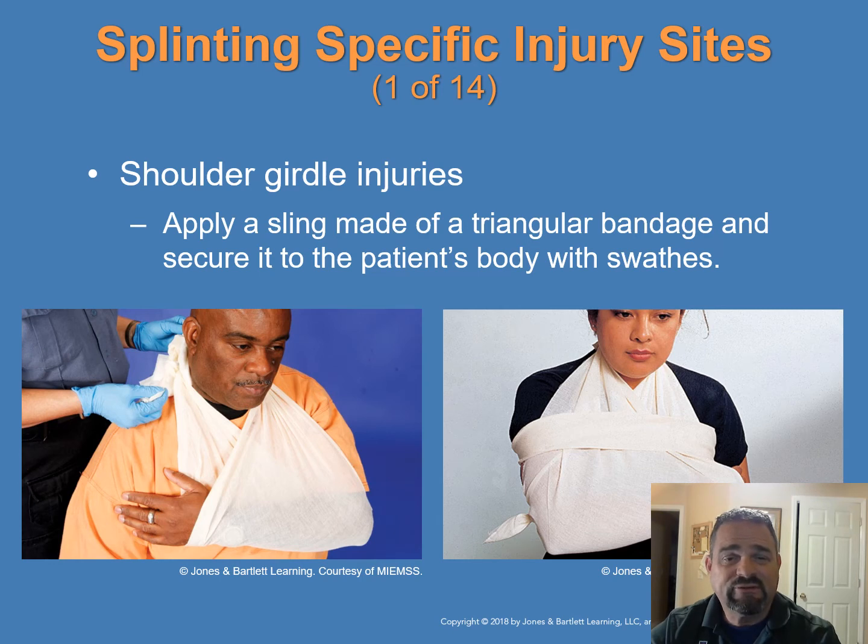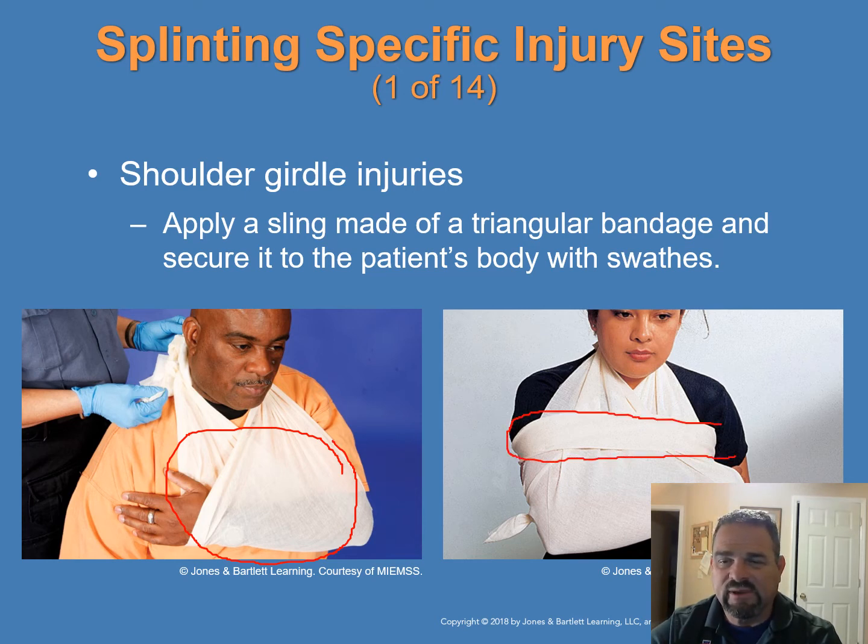Right, shoulder girdle injuries: apply a sling made from triangular bandages and secure it to the patient's body with sling and swath. This is just a sling here. Notice it does not have what we call the swath, which is this additional triangular bandage that's wrapped around the body. For simple elbow injuries or simple wrist injuries, this might be appropriate. But if you have shoulder injuries where you don't want the arm to come away from the body, it's always good to put a swath around it. You'll be able to practice this in your skills lab as well.